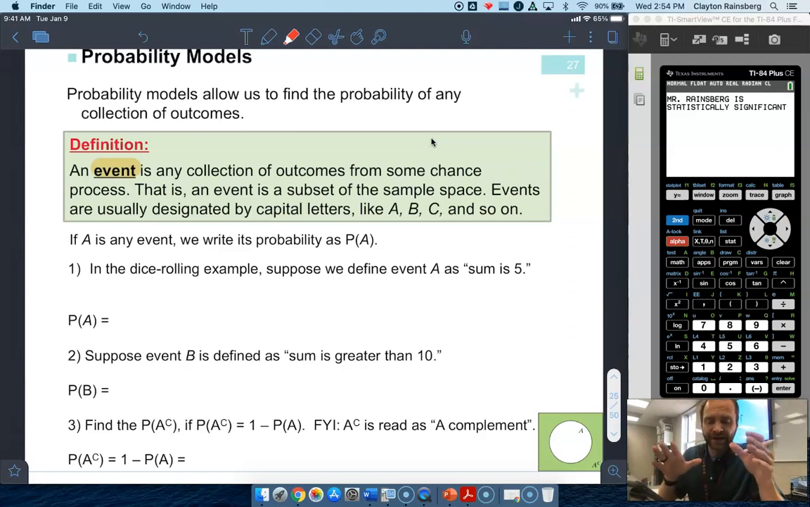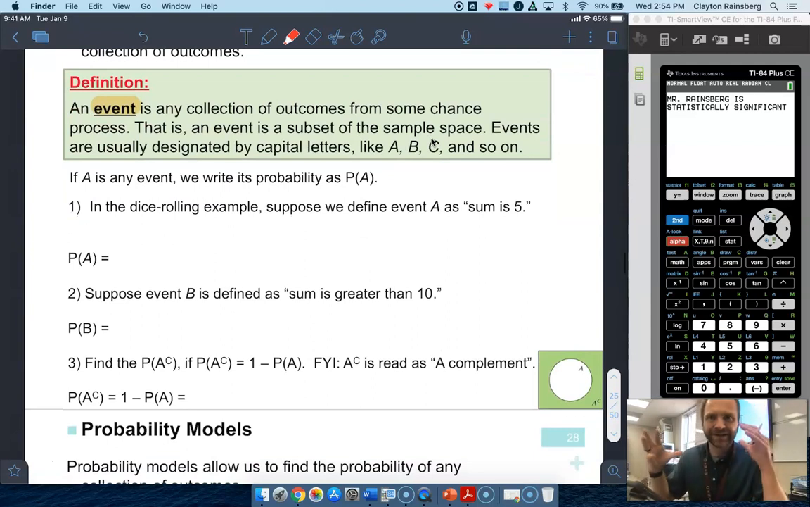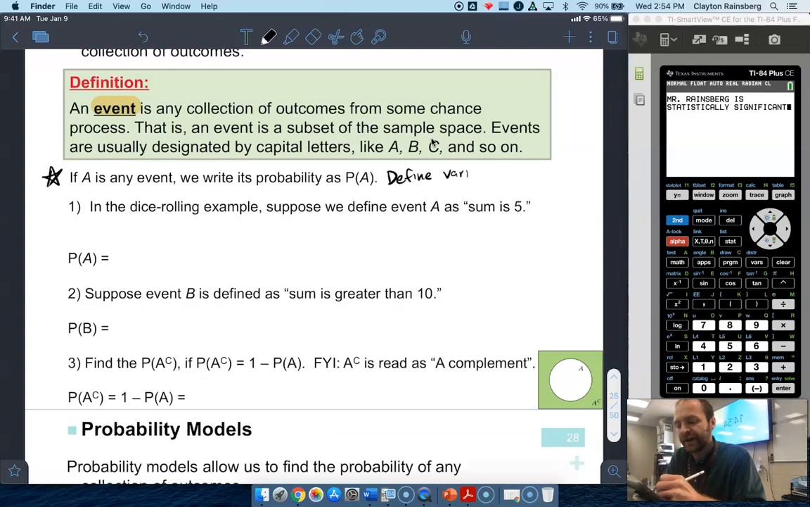I always like to point out things that are in the notes that you kind of skim over as a student, but you need to pay attention to. Right here, if A is any event, we write it as probability of A. The reason why that is important is you have to define your variables. Go back to chapter 3 with linear regression: if you used y hat, you had to say y hat equals the predicted value of this. And it's the same here. If we're defining an event as A, you really better define what A is in context of the problem. You can't just write down A.